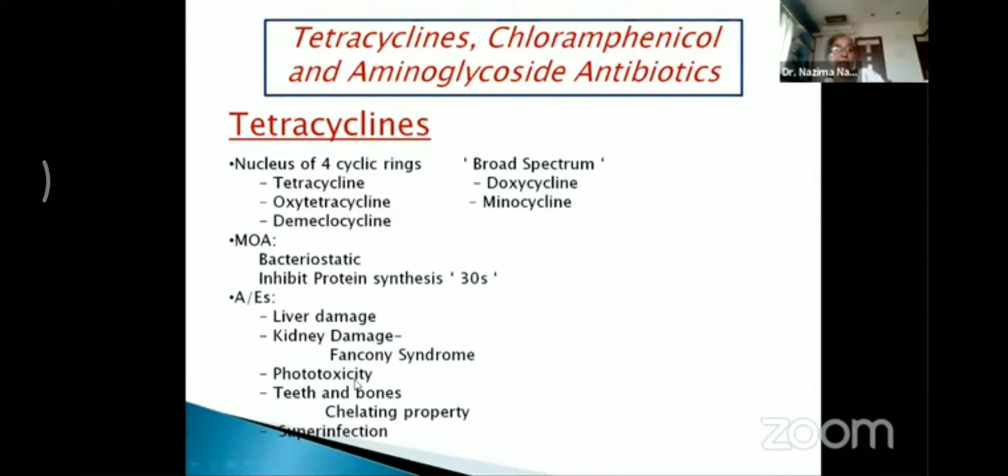Then these drugs have a chelating property, and therefore they have side effects on the bones and the teeth. The chelate which is formed gets deposited in the bones and the teeth. Now, if taken in pregnancy, lactation, and in children, the chelate will get deposited in the teeth. The teeth become yellow in color, orange in color, and these are ill-formed teeth which are easily susceptible to caries.